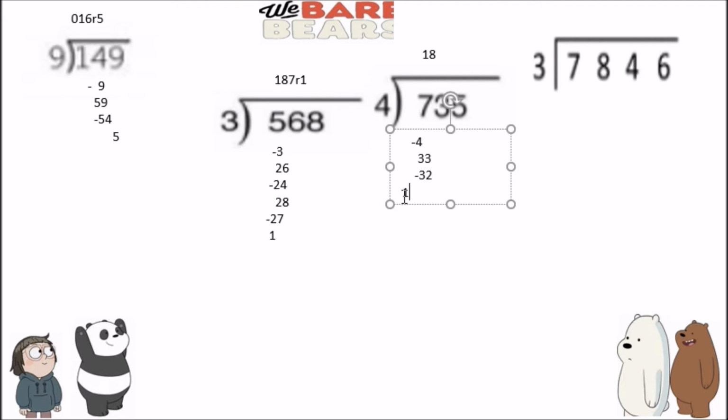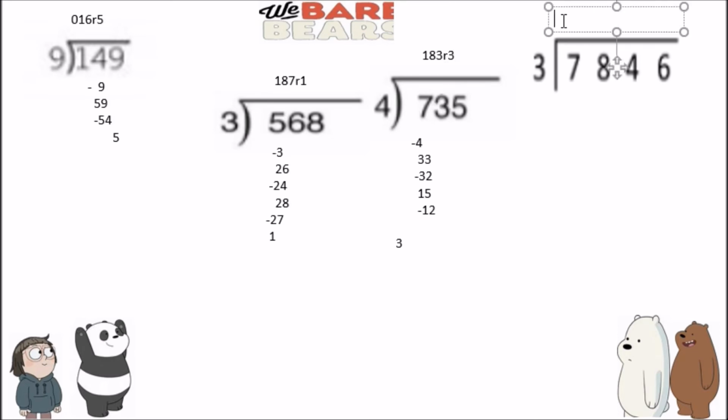Now we have to put the 5 over here, right next to the 1. So then we put 5 over there, and then we need to see how many times 4 goes into 15. So we put 3 over here, and then underneath we put 12. 15 minus 12 is equal to 3, and that is your remainder. Then we just put remainder 3. So that's your answer for this one, guys.